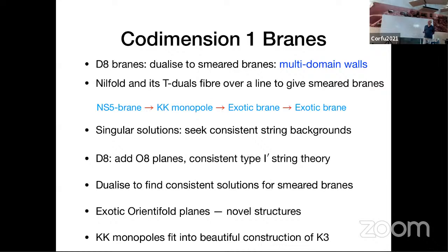And also, the same chain of dualities which takes you from the D8 brane to give the Kaluza-Klein monopole also takes the type I prime string theory to 2A compactified on K3. So this suggests that there should be a picture in which there's a construction of K3 in which it looks like it's made out of Kaluza-Klein monopoles, which is a little surprising, and we'll be seeing how this works out in a moment.